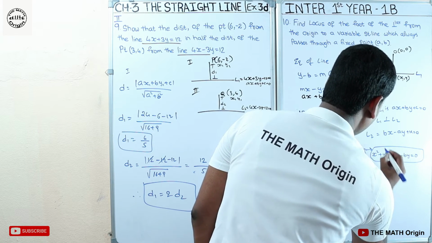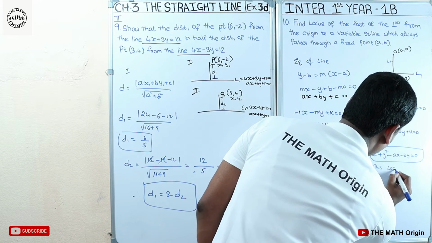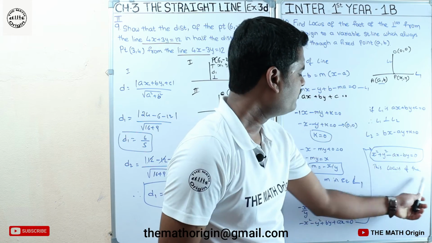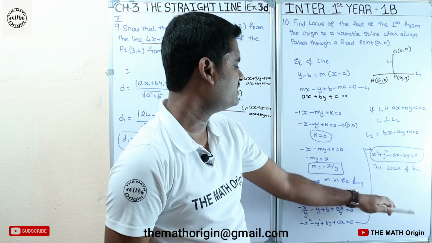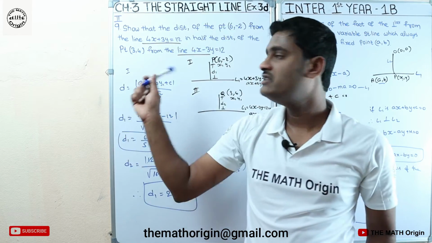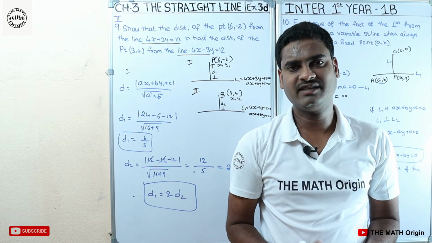Therefore, this is the locus of the foot of the perpendicular for the given equation. Okay, therefore here ends our 10th problem. With this we completed all problems from the second section.